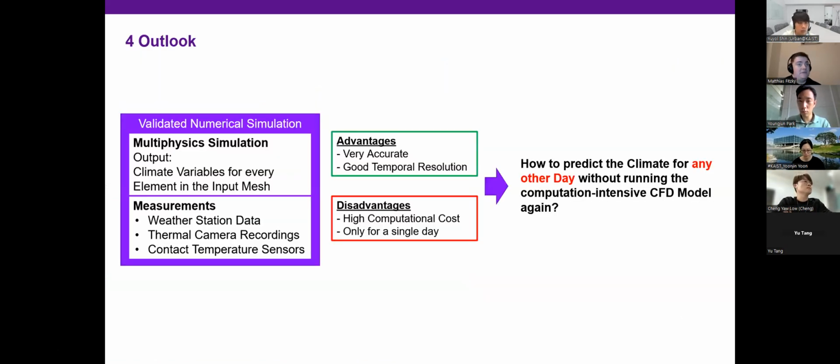Then the outlook. Now we have a CFD simulation, which is relatively accurate, which has a good temporal resolution. We have results calculated for every 10 minutes. But the disadvantage is that it comes with a high computational cost, and it's currently only implemented for a single day. And we want to somehow find something with which we can predict the climate variables in all these single little elements. I mentioned the mesh previously: CFD runs calculate the variables for a mesh, and we want to implement something with which we can calculate the climate variables for each mesh element directly without rerunning the whole CFD model, which is quite computationally intensive.